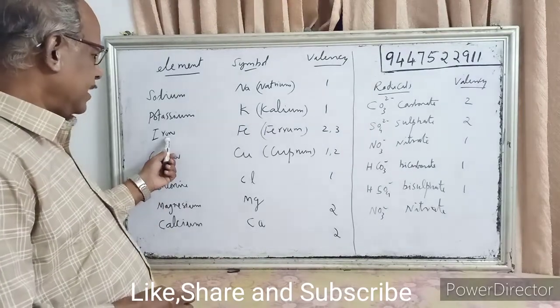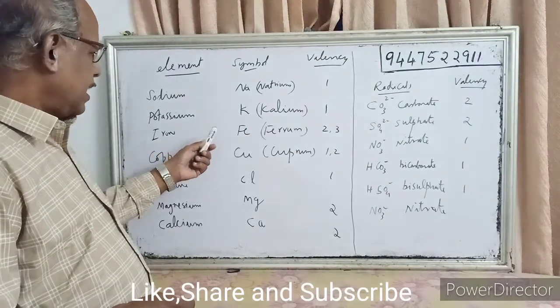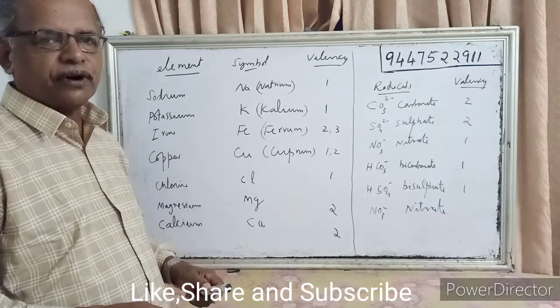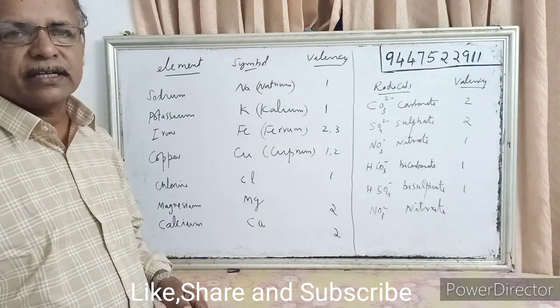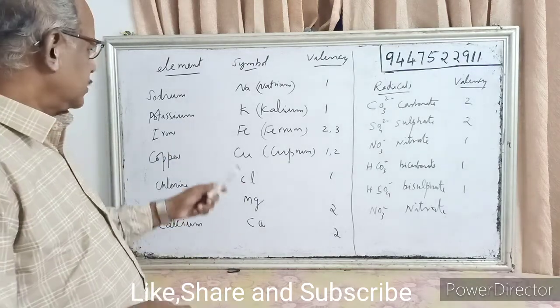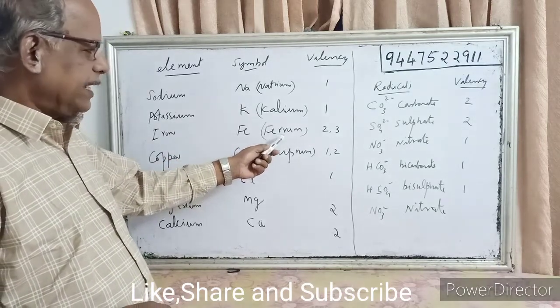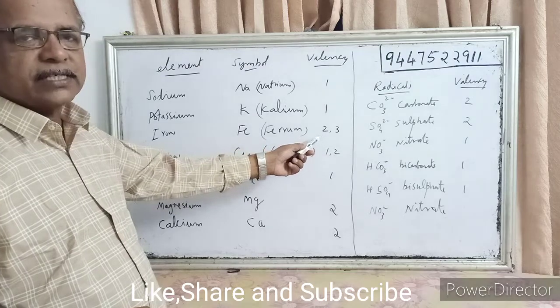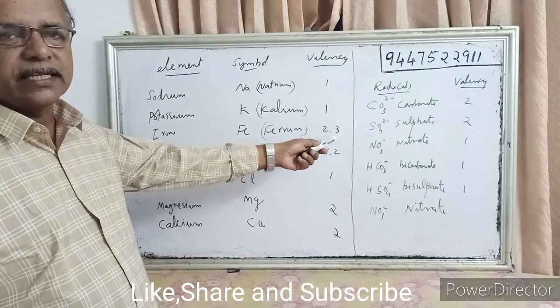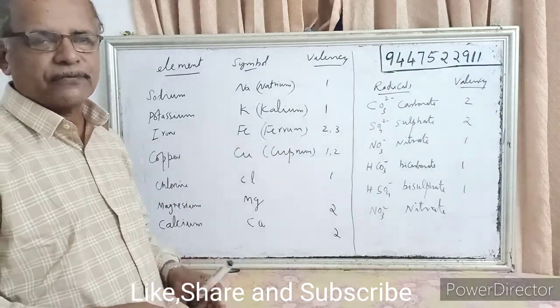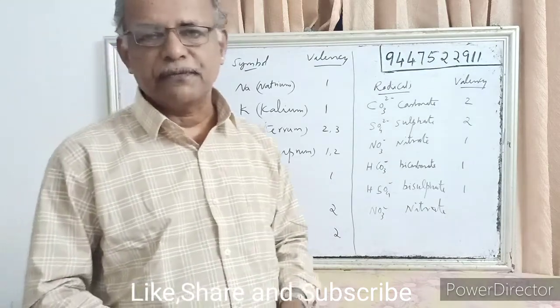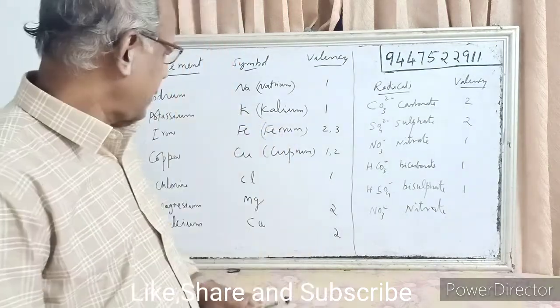Then next is iron. For iron, we are not taking I because I is already taken for iodine. So we are using Fe, from the Latin name ferrum, and it has two types of valency, valency 2 and valency 3. Valency 2 is for ferrous compounds and valency 3 for ferric compounds.